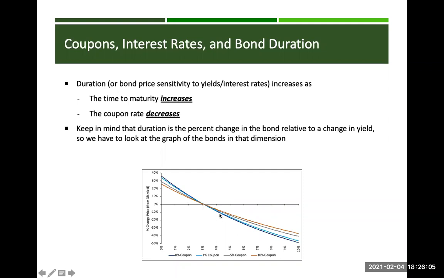What happens when the yield goes down a full percentage point? If the yield is going down, price is going up. But what's the percent change in the price? These are, I believe, 10-year maturity bonds. I say that because if I look at the zero coupon bond, when yield goes down 1 percentage point, bond price increases by about 10%. But it's not a straight line. These are curves.